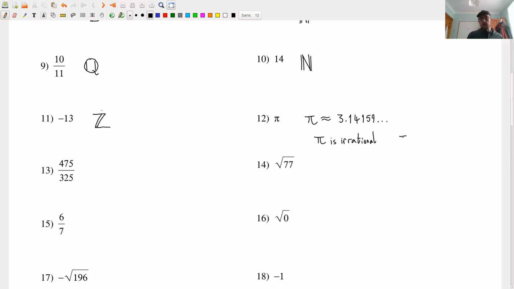But we would say that pi is a member, that's the symbol for membership, a member of the real numbers, because it's on the number line.